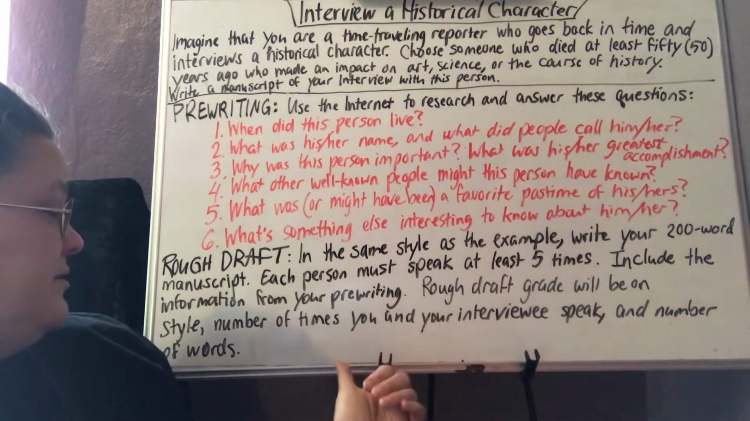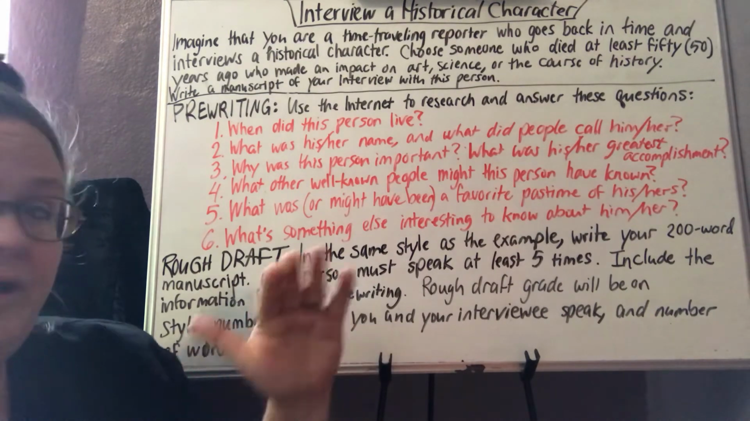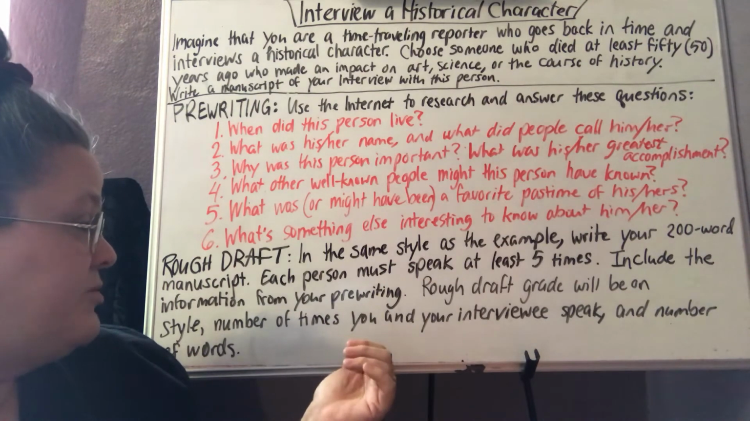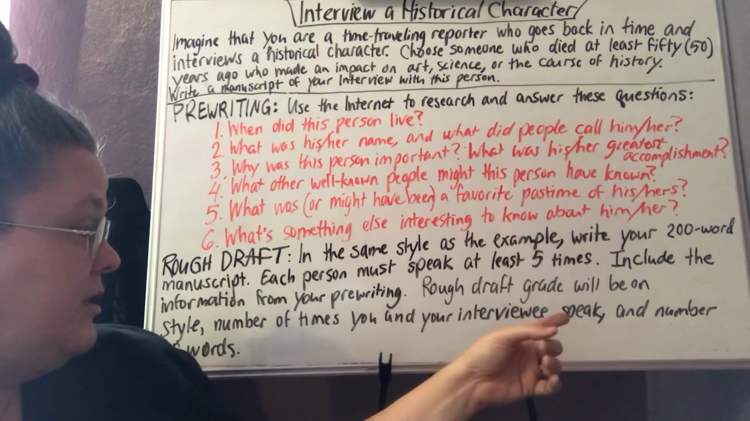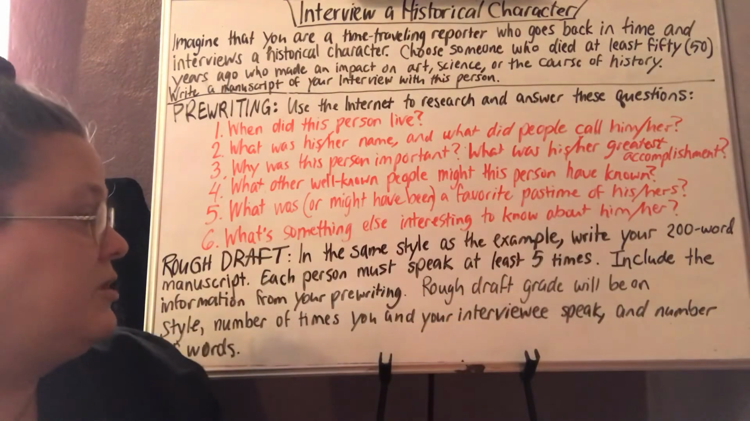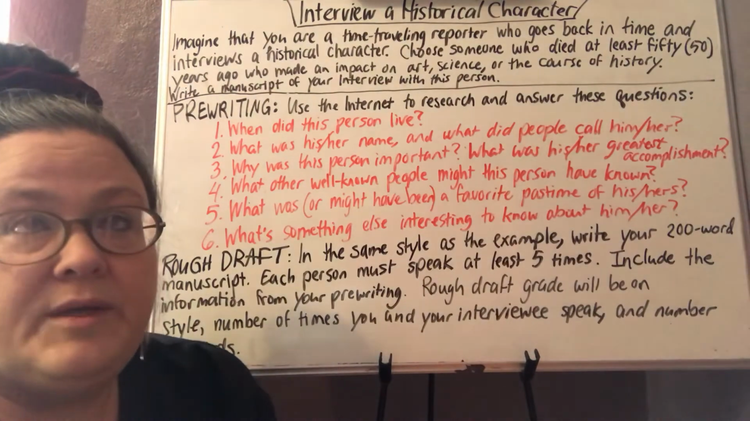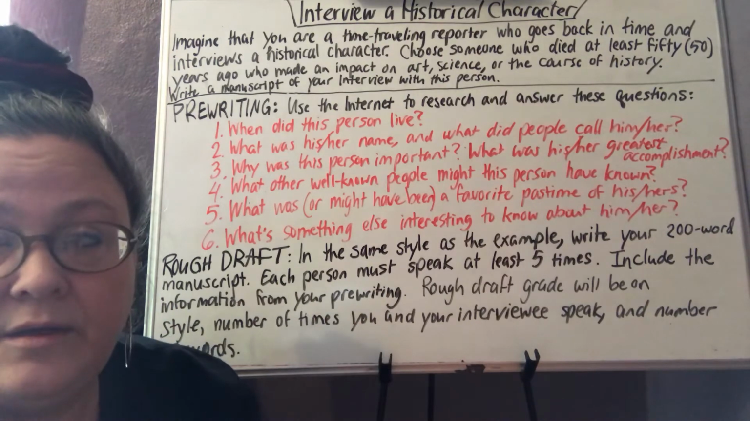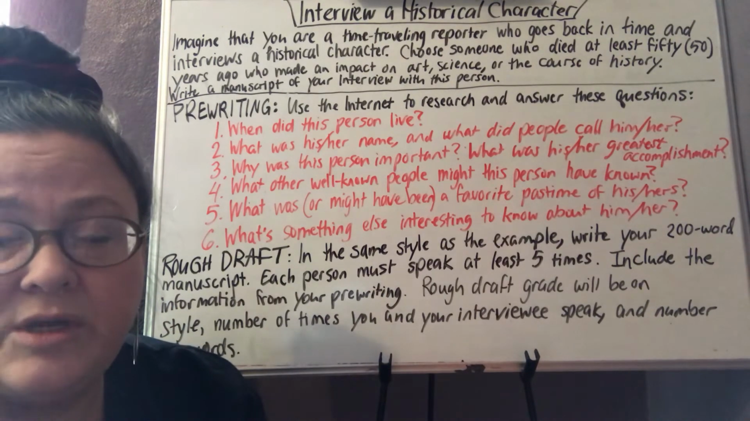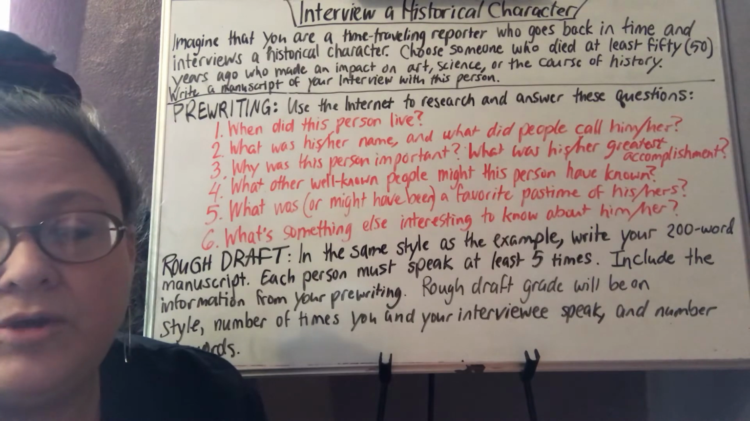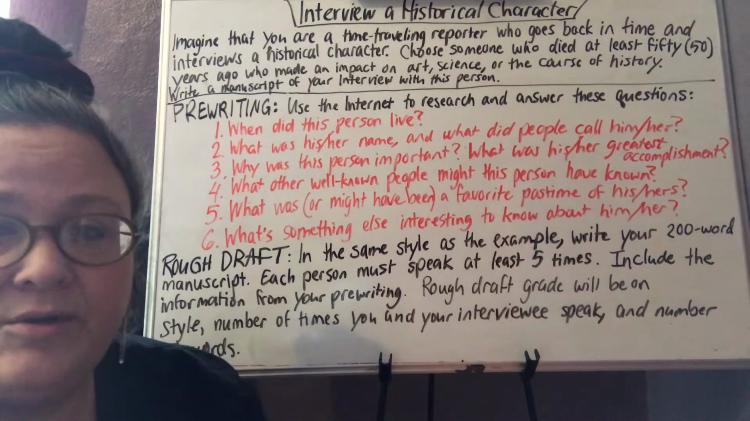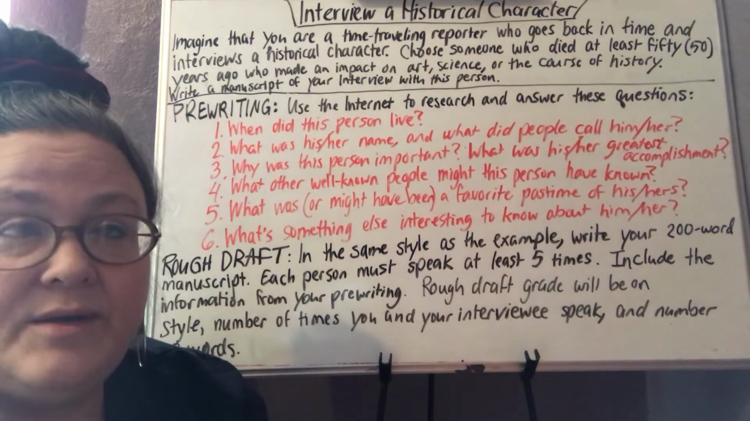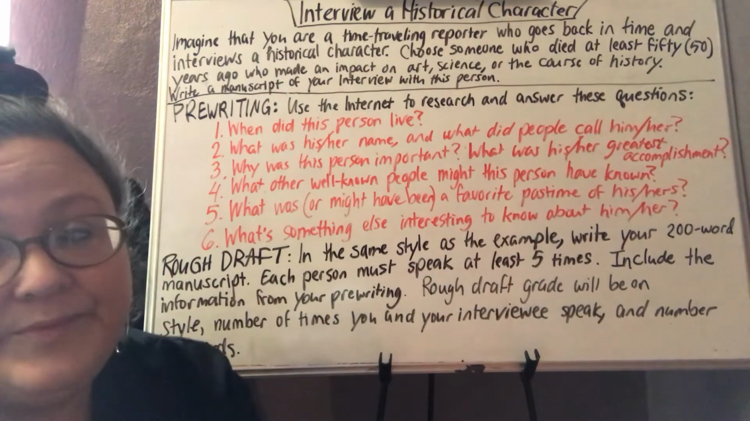Rough draft will be on style, so you have to do it in the same style as what I'm attaching. Number of times you and your interviewee speak, at least 5 times each, and number of words, minimum 200. The style will be like, you'll have an indication of who's talking. Probably would be fine just to use initials. So like, say your name is Raul Fulano, then it would be RF, and then your interviewee is Mahatma Gandhi, so his initials would be MG, like that.